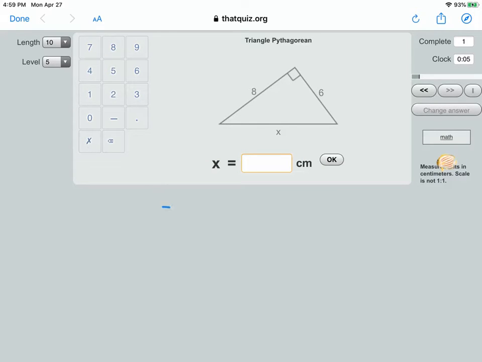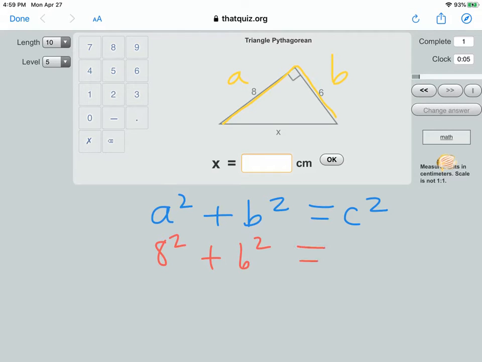And you're going to use our formula, a squared plus b squared equals c squared. The two sides that make up the right angle, those are the legs. So those are your A and B. We're looking for the C. So we're going to do 8 squared plus 6 squared equals c squared. Grab your calc if you need it. This is 64 plus 36 equals c squared.